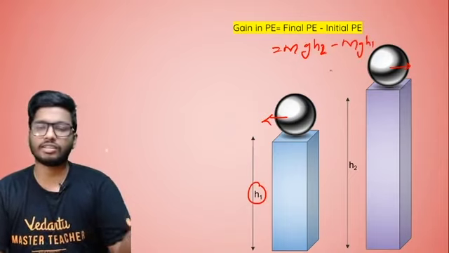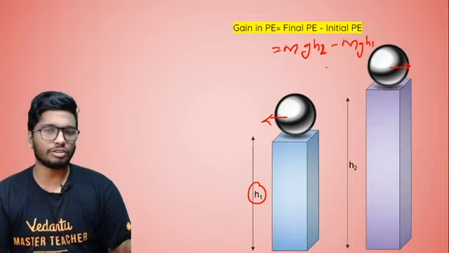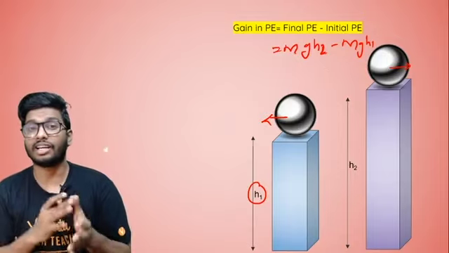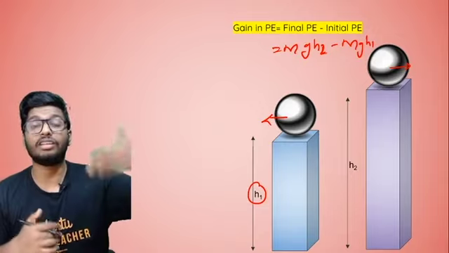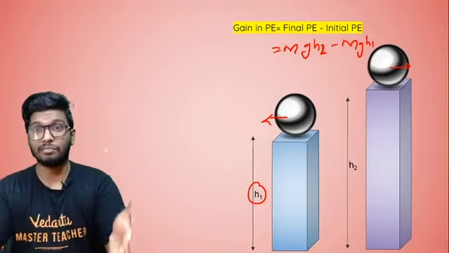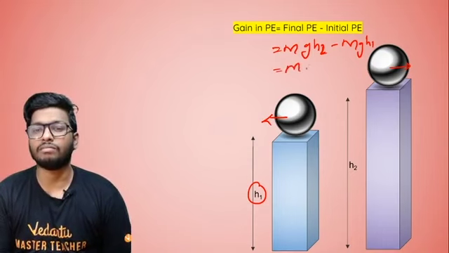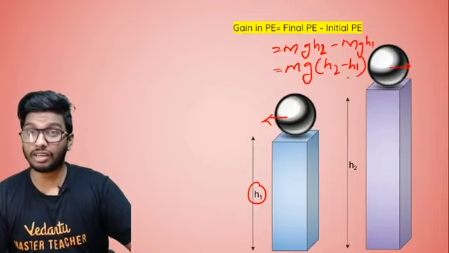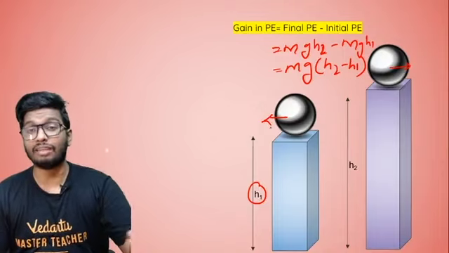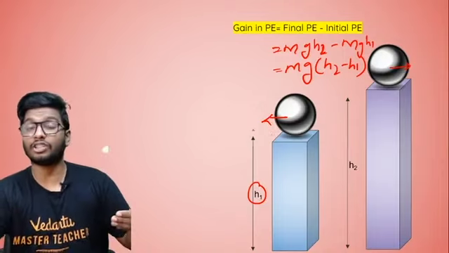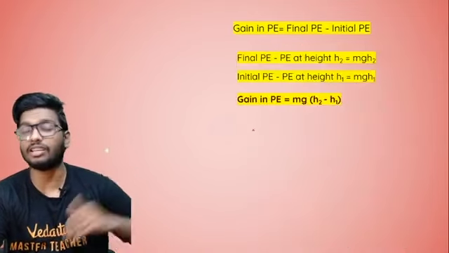Now mg is common, mass is going to be the same. The acceleration due to gravity does not depend on the object. It differs only from one place to another. So because it's in the same place, acceleration due to gravity would also be the same. So you can say that mg is constant, so it will be h2 minus h1. So gain in potential energy you can find by using the formula mg(h2 minus h1), where h2 is the final height, h1 is the initial height.